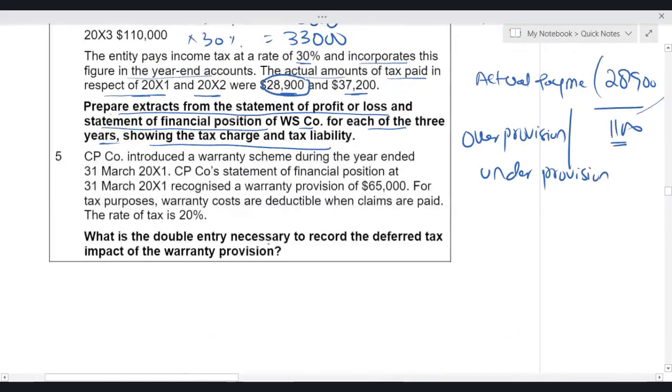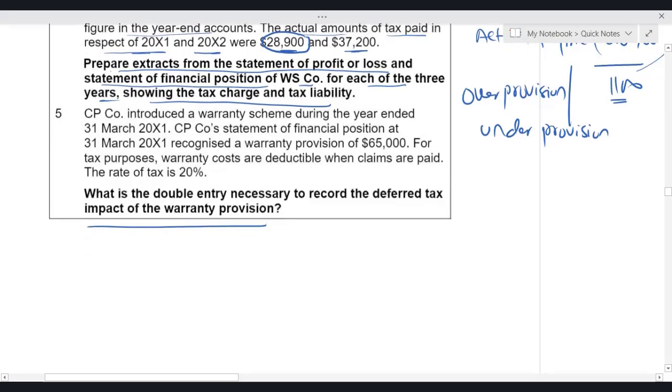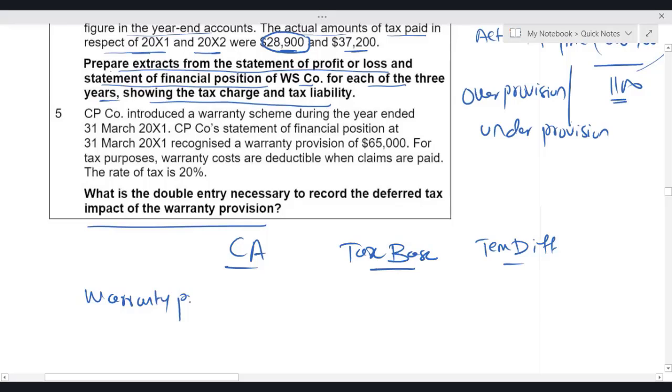Let's go for the last one. What is the double entry necessary to record the deferred tax impact of the warranty provision? I think we have already discussed taxation authorities do not accept provision as your liability. So the tax base of the provision will always be zero, and provisions will always result in deductible temporary difference. And due to deductible temporary differences, deferred tax asset will arise. So carrying amount, tax base, temporary difference, warranty provision.